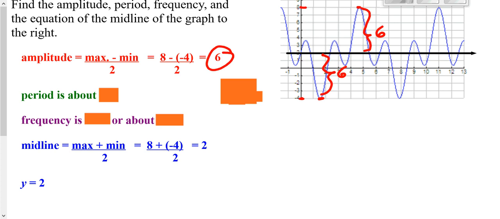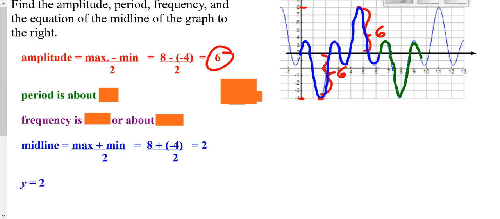Now period is how far you have to go before you start to repeat. Well, if I just start drawing this out, I start here, I go up, come down, and then I'm going up and down again, but you notice this second dip is not the same as the dip I just had, so I got to keep going. But now it starts to repeat again. So this would be the same as what I just had in blue.